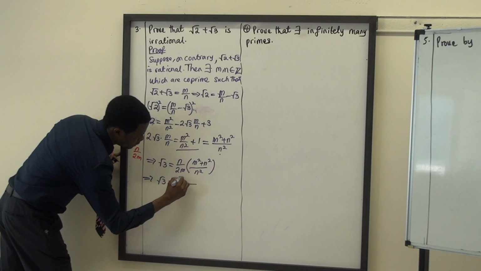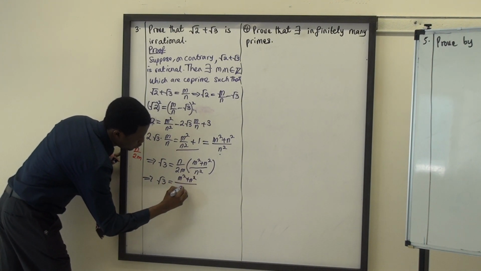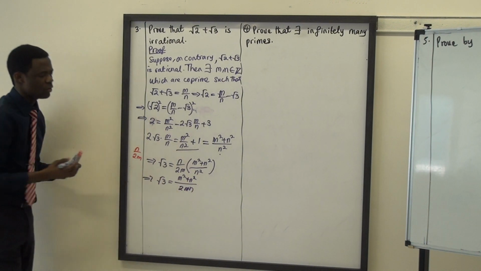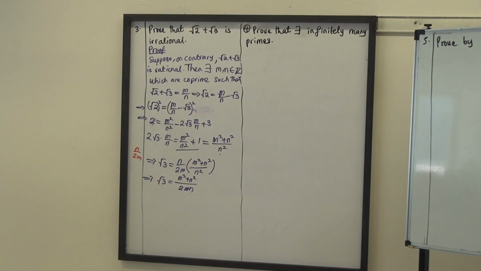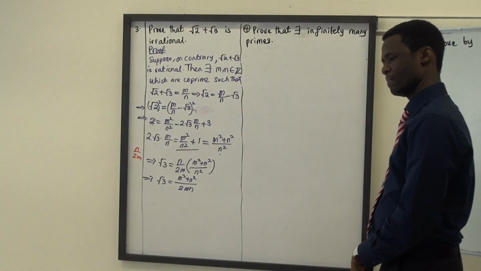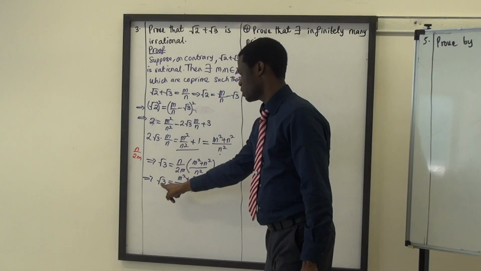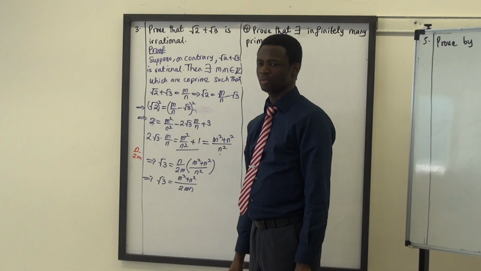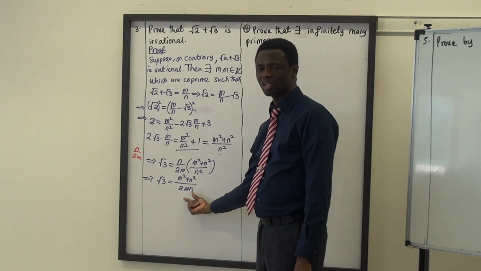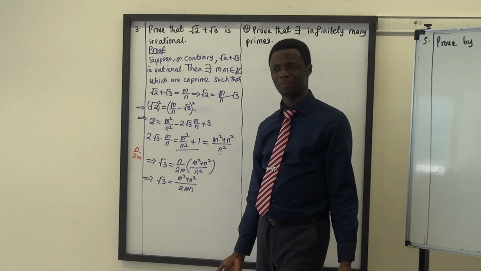So this will be root 3 equals, what is the simplest form? You have m squared plus n squared divided by 2mn. How is this a contradiction? That's it. This is irrational according to 2. But this is rational. Integer over integer is rational. So this is a contradiction.